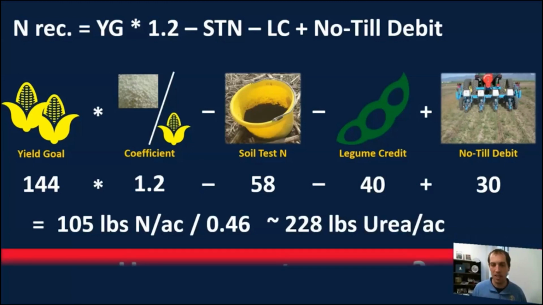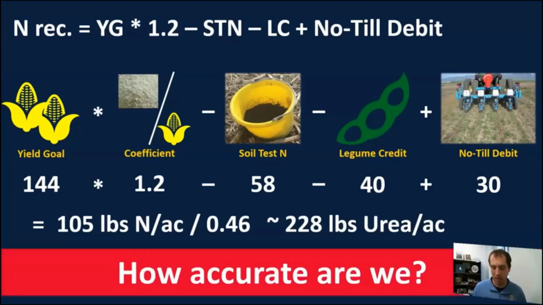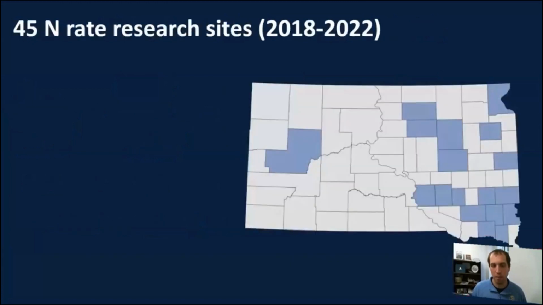So the next question is, how accurate are we? Let's find out. To find out how accurate we are, we looked at different research sites, different locations on farmers' fields throughout South Dakota. The highlighted counties you can see here in dark blue are those where we have done nitrogen trials. We've done 45 of them since 2018.